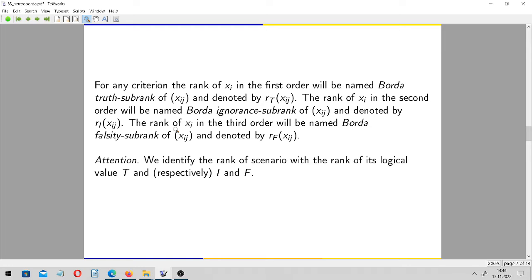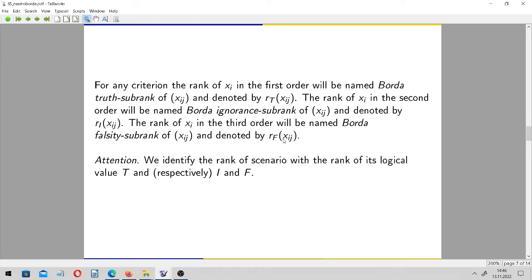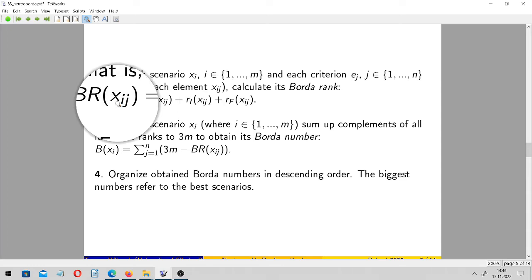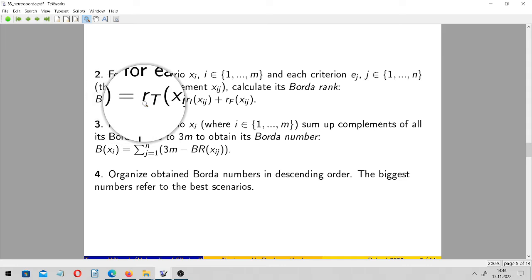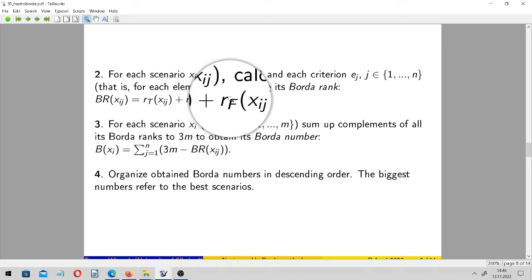And then we have the rank of our object in the third order, Borda falsity subrank, denoted using this symbol. Okay. And then the next step is that for each scenario xi and for each criterion, we calculate the Borda rank. So what's the Borda rank of our scenario with respect to the particular criterion j? We should sum up those Borda subranks.